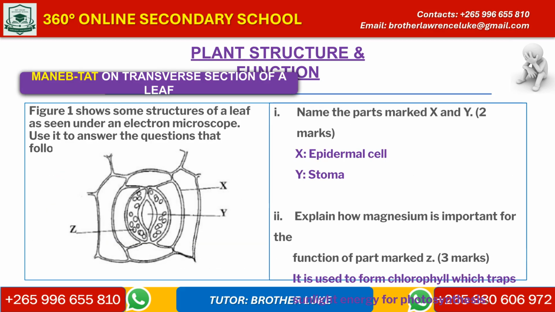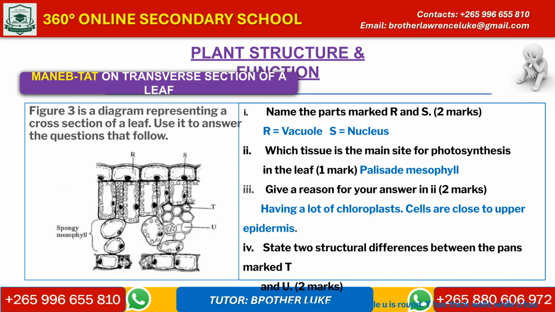For this question on leaf structures under a microscope, X is an epidermal cell and Y is a stoma. Magnesium is vital for part Z, as it is used to form chlorophyll, which traps sunlight for photosynthesis. In this cross-section, R is the vacuole and S is the nucleus. The main site for photosynthesis is the palisade mesophyll due to its abundant chloroplasts and location.